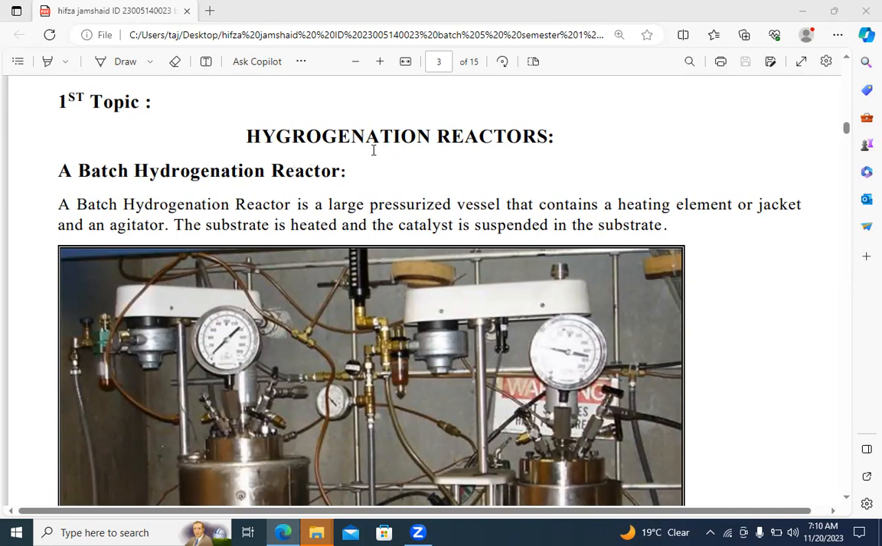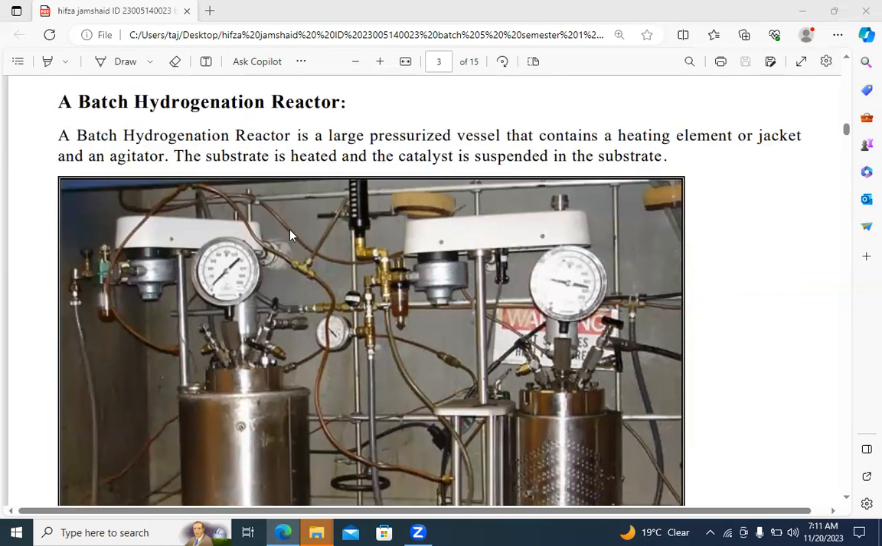In a hydrogenation reactor, there is a chemical reaction that takes place between hydrogen and other compounds. And in the reactor, different types of chemical reactions take place. Basically, a hydrogenation reactor is a large pressurized vessel that contains a heating element that helps in heating, and an agitator. An agitator is like a machine that helps in stirring and mixing. In this reactor, the substrate is heated.